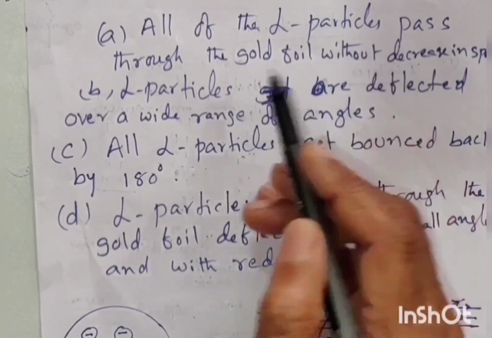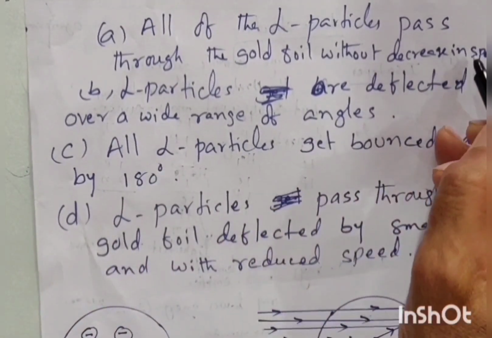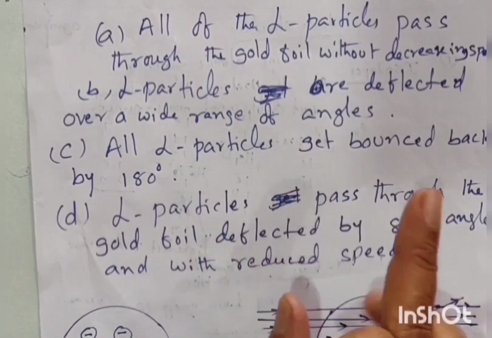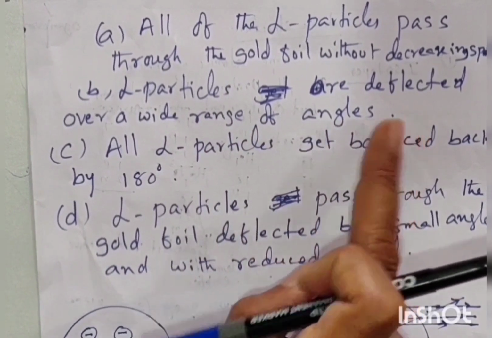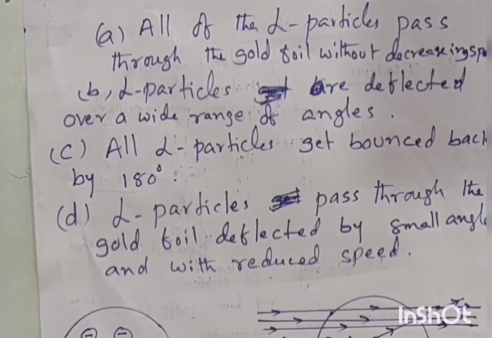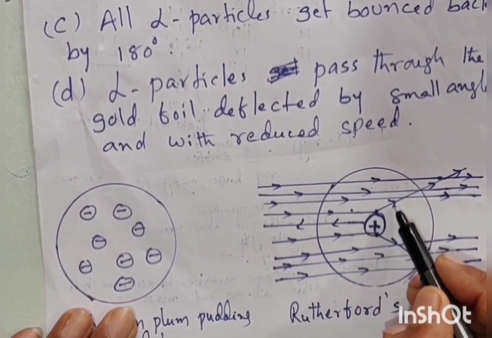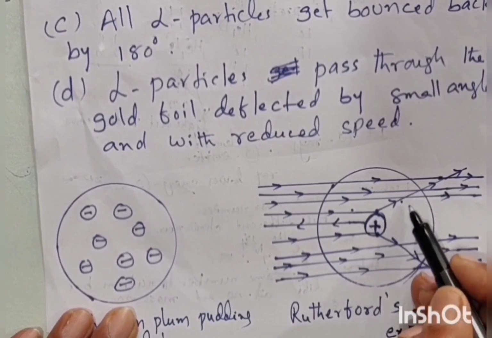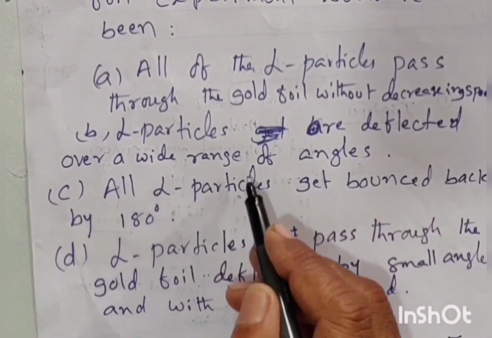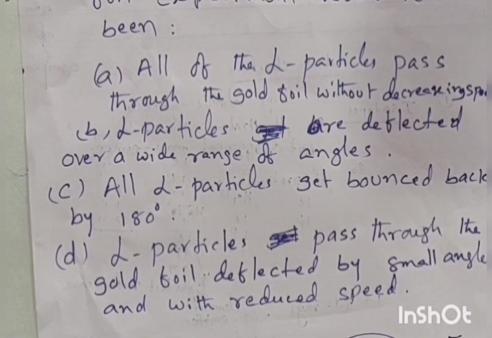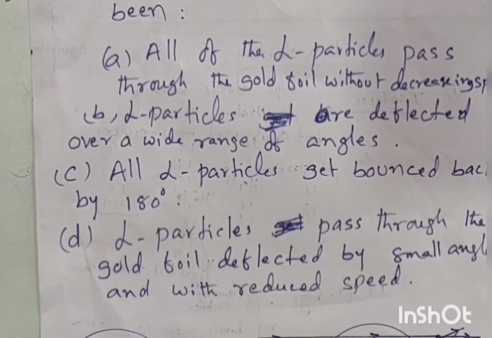Option A: all of the alpha particles pass through the gold foil without decreasing speed. This is not Rutherford's experiment. Option B: alpha particles are deflected over a wide range of angles. That is also not right, because of the positive charge and alpha particles, due to repulsion between them, they are deflected. Now the third option: all alpha particles get bounced back by 180 degrees.